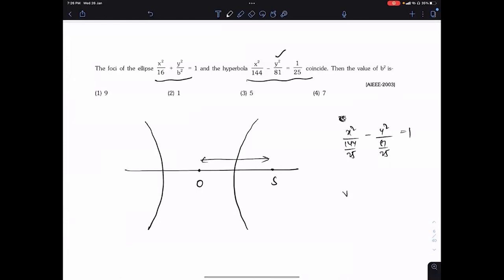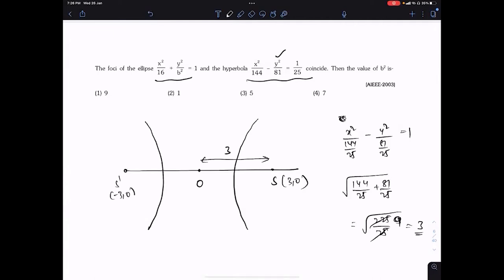So how far will be the foci? Root over a square plus b square, 144 by 25 plus 81 by 25. So which is square root of 225 by 25, that is square root of 9, which will be 3. Okay. So what are the foci of the hyperbola? 3, 0 and minus 3, 0.